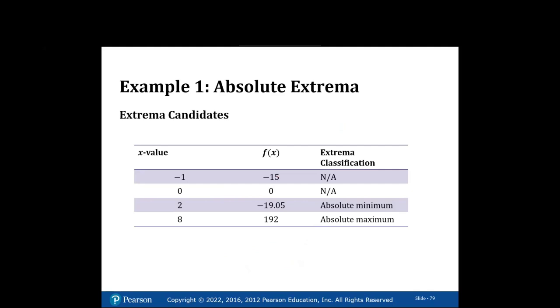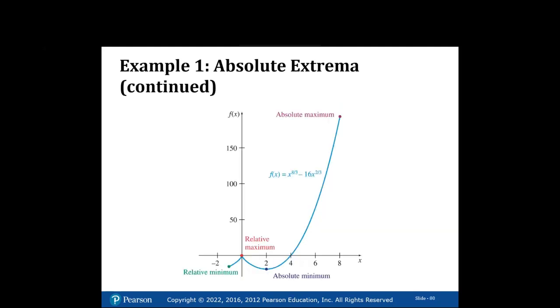So we know that this is actually a local min. This is a local max, which they've said here, relative min, relative max. But our absolute ones are going to be that 2 and 8.